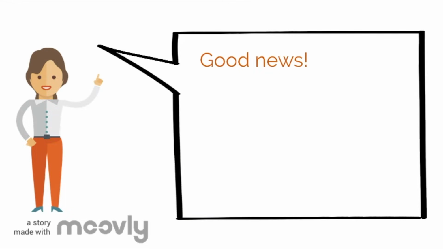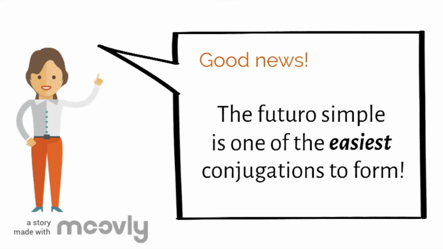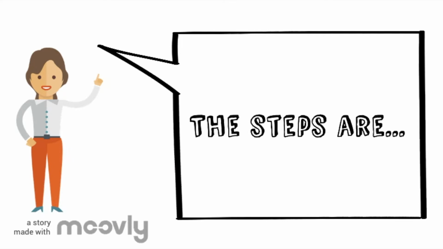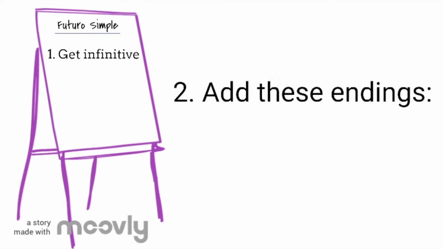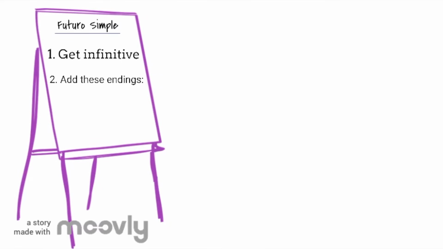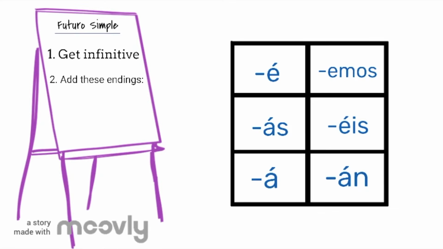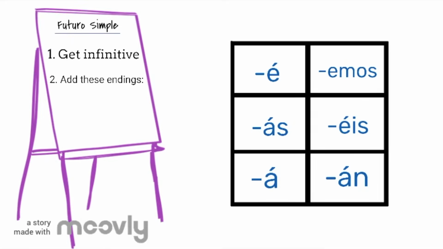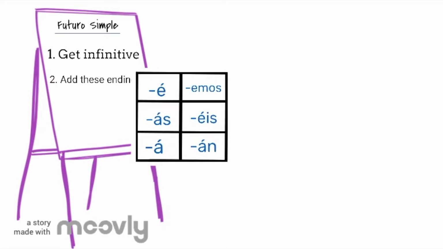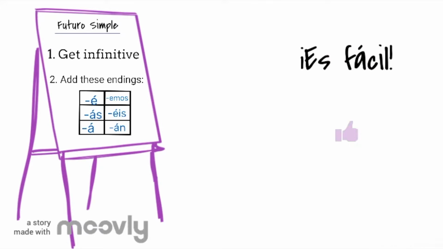Good news, the futuro simple is one of the easiest conjugations to form in Spanish. The steps are: number 1, get the infinitive of the verb. You don't need a conjugation or to drop letters, just the infinitive. Step 2, add these endings: é, ás, á, emos, éis, án. If you've studied the present perfect tense, you'll see that these endings come from the verb haber. But if not, no worries. You don't need to know haber in order to use the future tense. So there are only 2 steps.